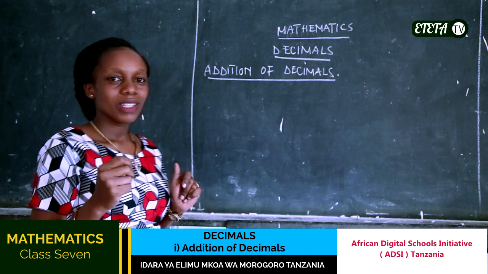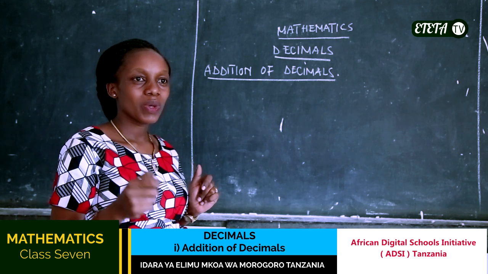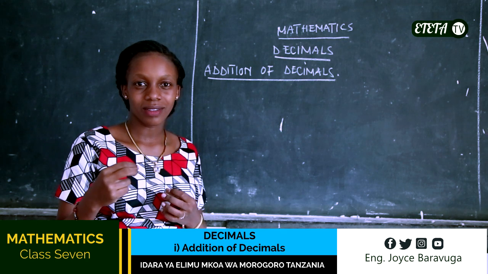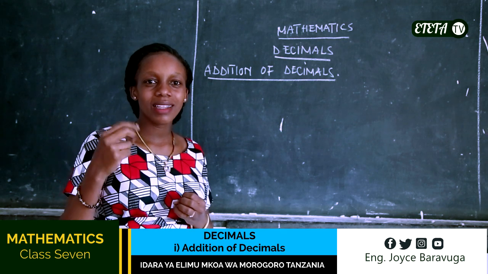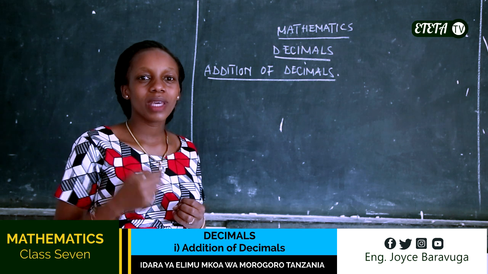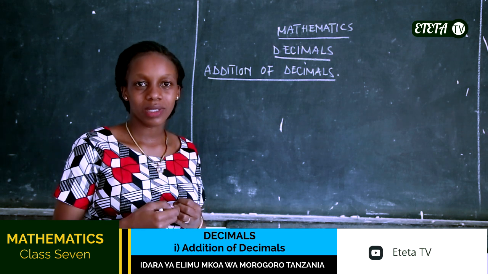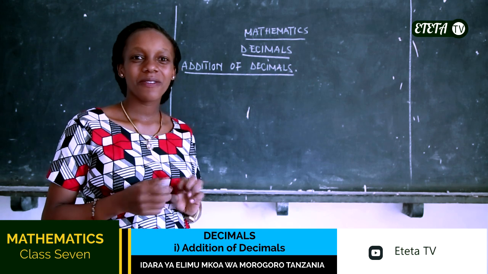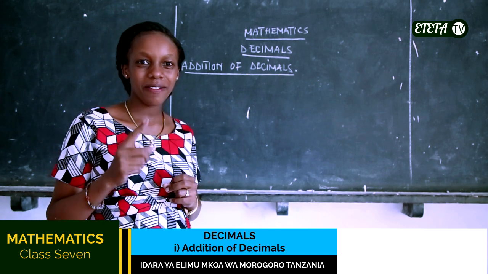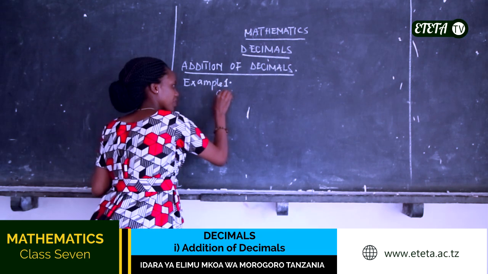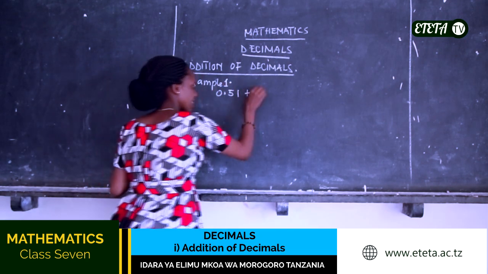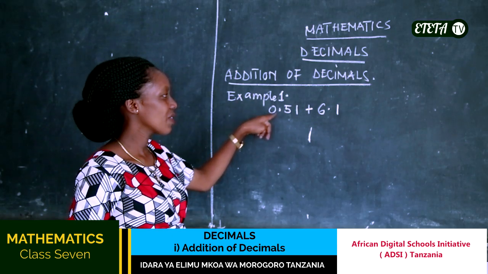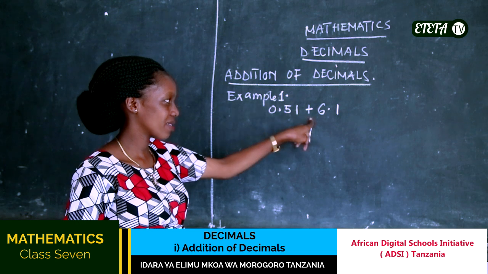Therefore, in addition of decimals, we are going to have some procedures to follow when adding decimals. I hope that at the end of this lesson, you will be able to add decimals. For example, we have 0.51 plus 6.1. The first example is this one.